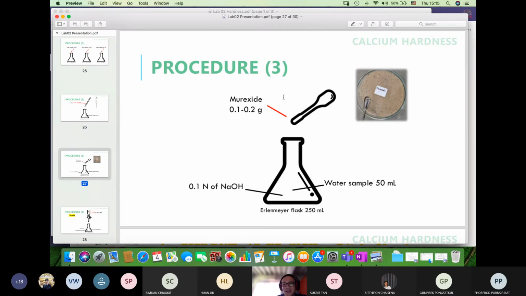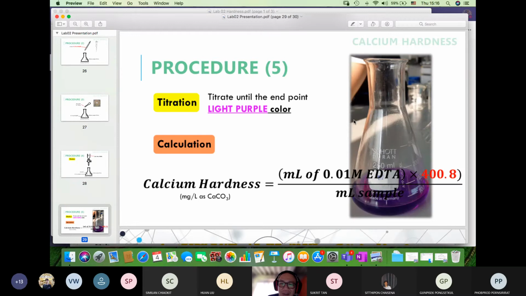So we take only 0.1 to 0.2 grams. We don't have to weigh this small amount exactly, just approximately take 0.1 to 0.2 grams and put it in directly. It's not significant whether you weigh it or not. The endpoint is shown when the pink turns to a light purple like this.